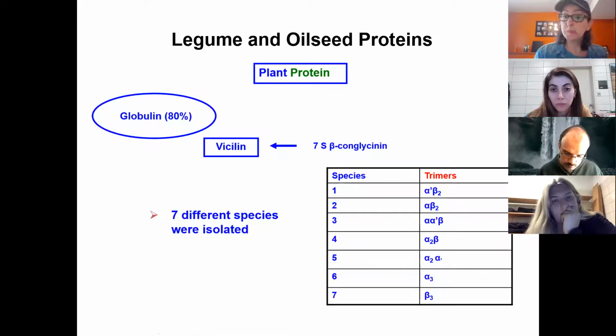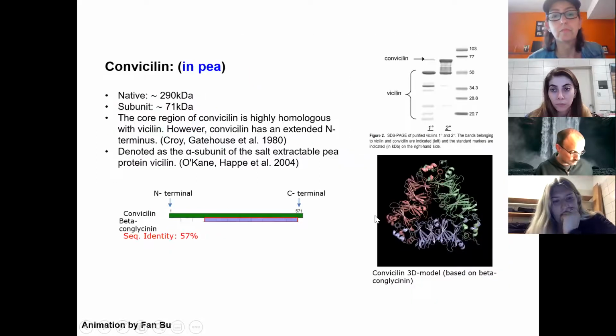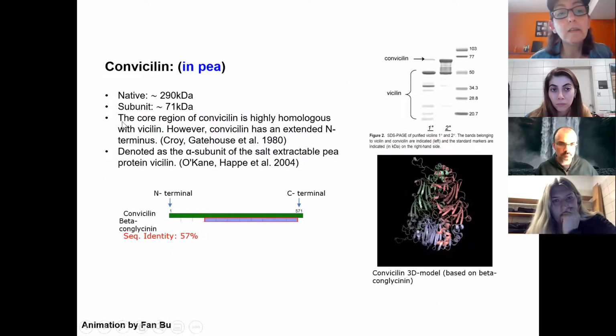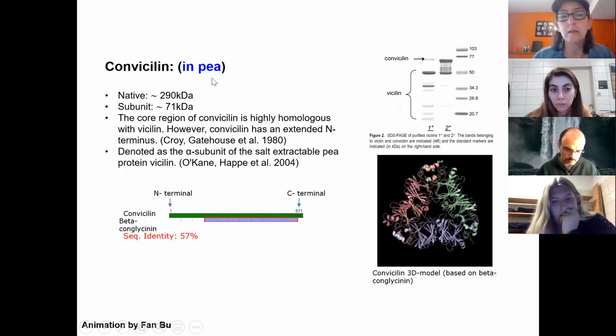Again, there are different species of the trimers. Some trimers contain 1 alpha prime, 2 beta in one trimer. Others have all 3 different subunits in one trimer. So they vary. They've been identified as 7 different species of these trimers. The convicillin is present in pea and also chickpea, for instance.